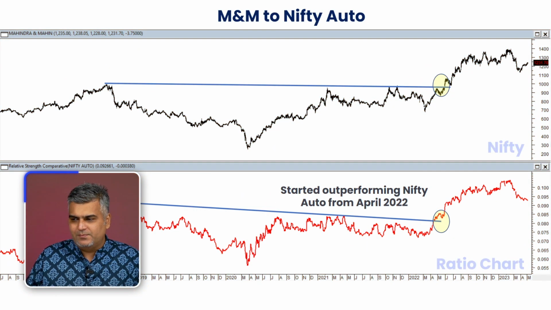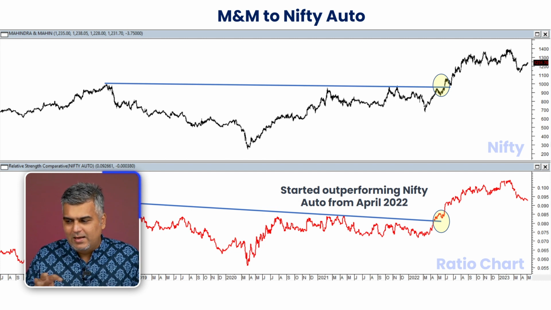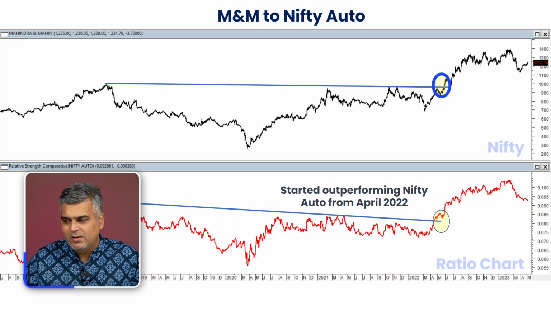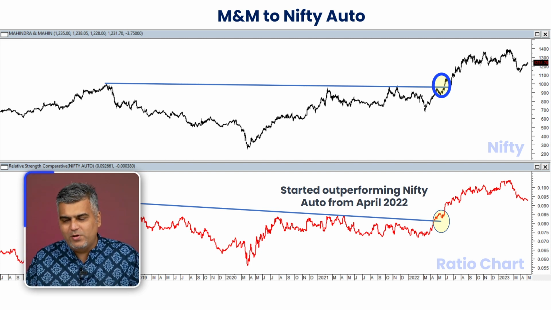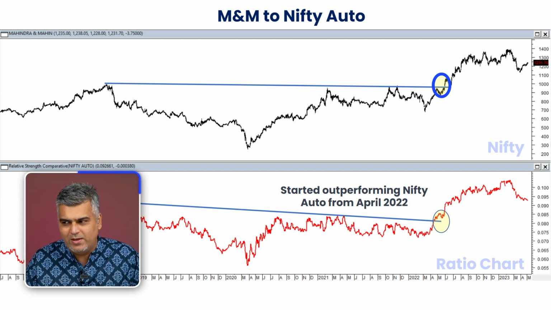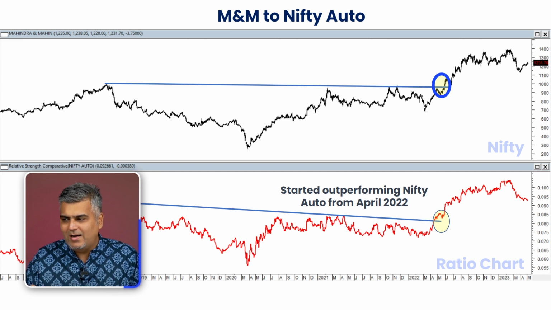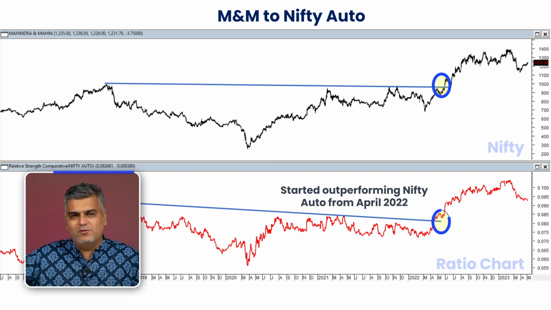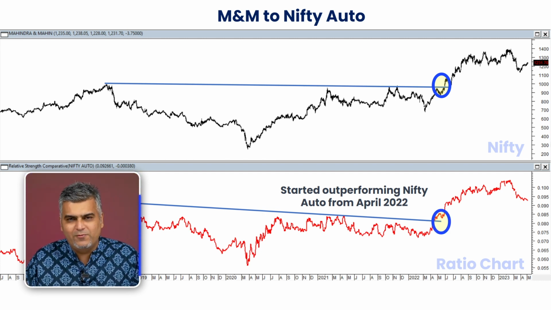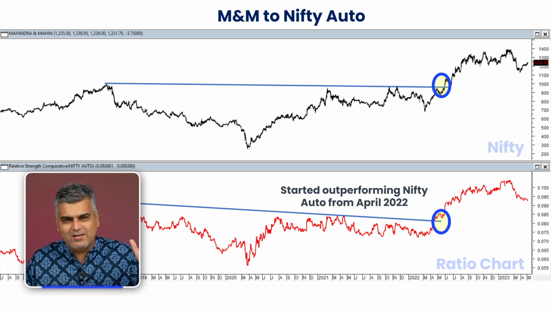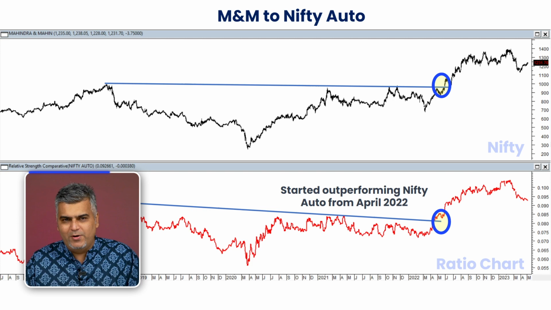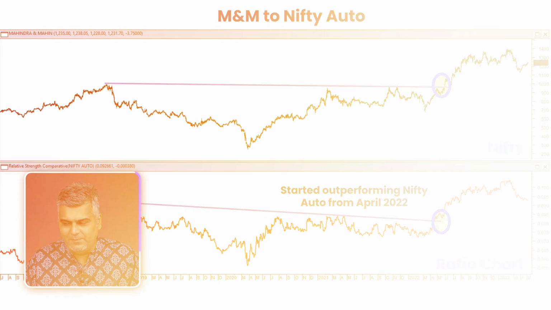Now look at this thing. Sometime in 2022, Mahindra & Mahindra broke out into new all-time highs. And after almost 3-4 years, it started outperforming the Nifty Auto Index. Now that was the time at 800 rupees, which is where Mahindra & Mahindra caught up on your radar. And that was the time Nifty Auto was also breaking out compared to Nifty. So you got the sector right, you got the stock right. Mahindra & Mahindra went up from 800 all the way to 1400 in that period of time.